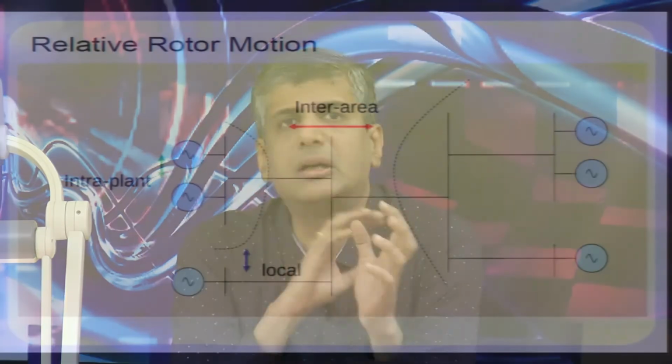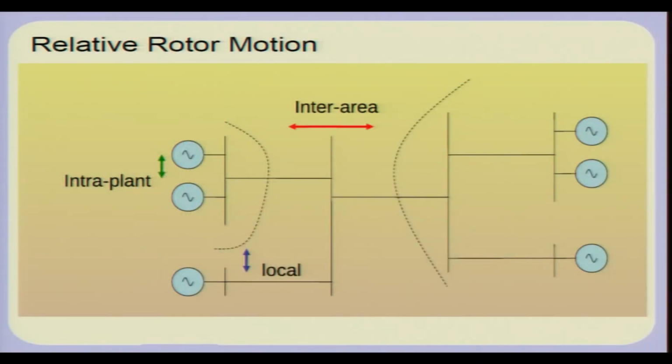Now, when you come to how machines behave, it is like a multi-mass, multi-spring system. When you have a large number of machines connected to each other, you will in fact find that there are many modes of oscillations which are present.